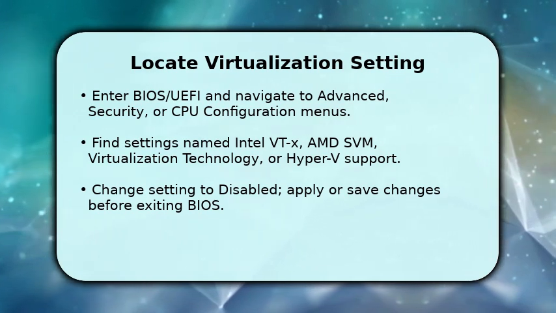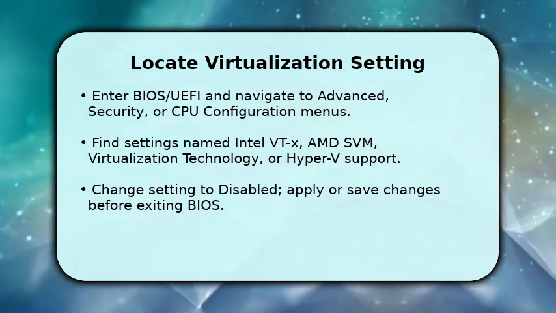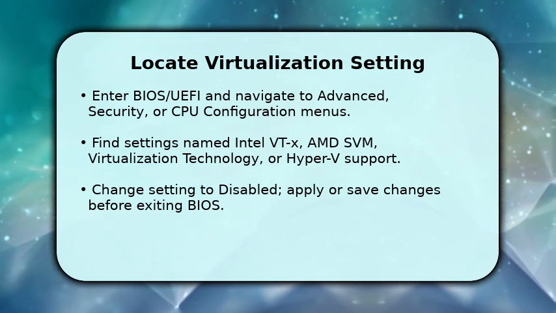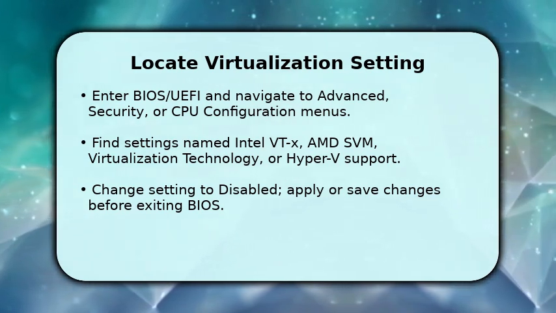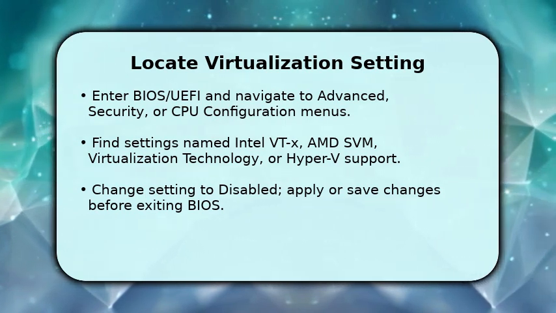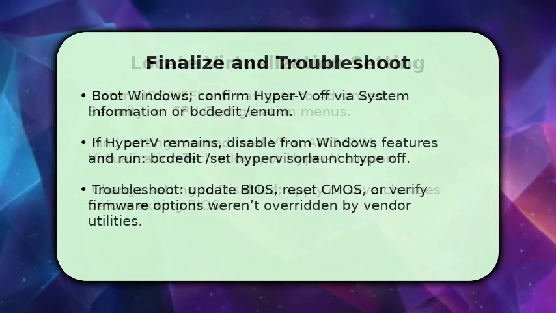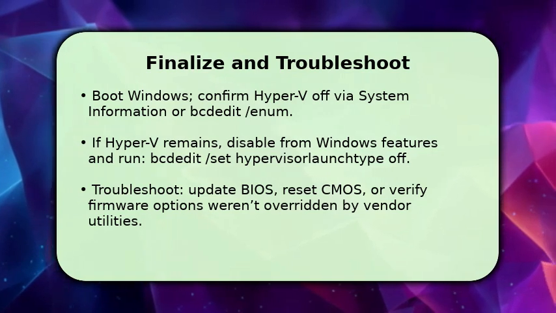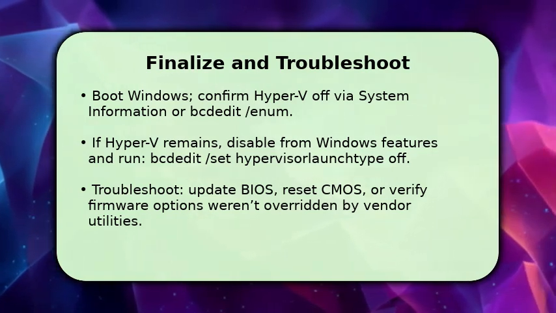When you find it, set it to disabled, and then use the BIOS option to save and exit. Many systems use F10 to save. This commits the change. After saving BIOS changes, boot Windows and confirm Hyper-V is off using system information or by running bcdedit /enum to check the hypervisor launch type.